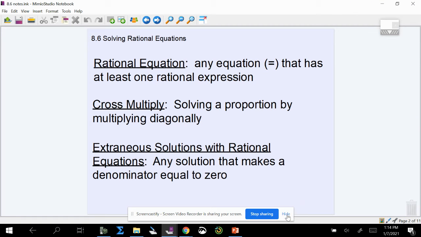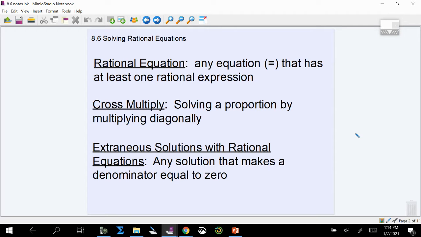This is our last lesson of the entire course, and hopefully it's a lesson that, as I'm going through and talking about it, uses a lot of skills that you've already had. So we're not finishing with something really crazy difficult. The last lesson, section 8.6, focuses on solving what's called a rational equation.